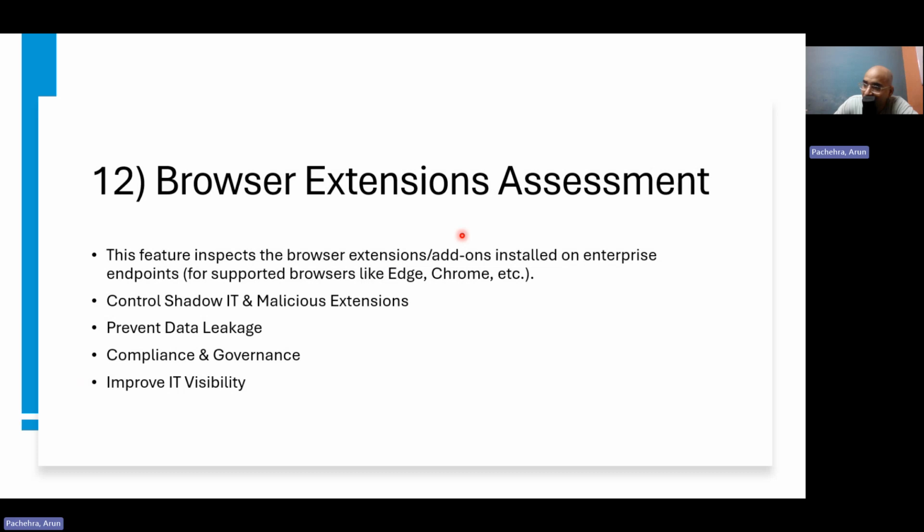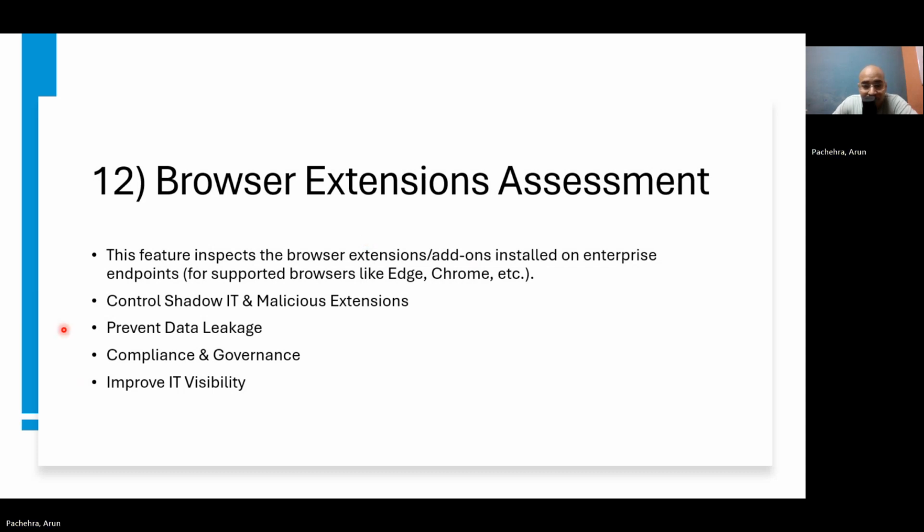We all know it's there. This feature inspects the browser extensions and add-ons installed on enterprise endpoints for supported browsers like Edge, Chrome, etc. So it collects the inventory of installed extensions. That's how it will know what to block. It checks whether they are malicious, vulnerable, outdated, or high risk, and it identifies permissions requested by extensions. If the extension is asking for more, it won't allow it.